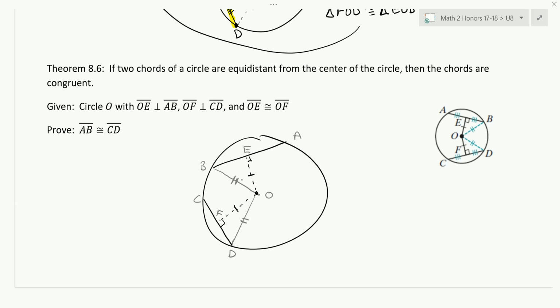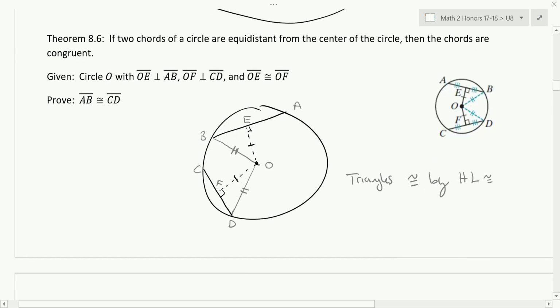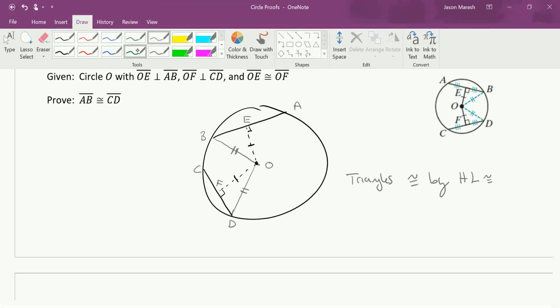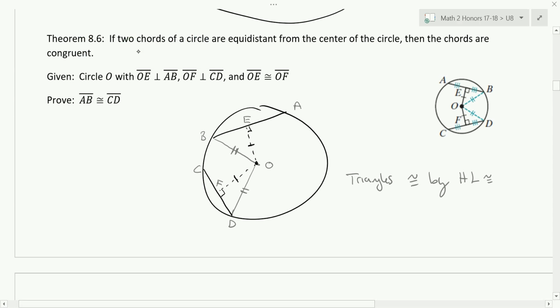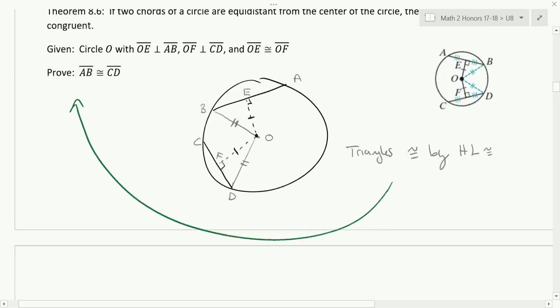So actually, this one's a little easier. We already know that triangles are congruent by what? Triangles congruent by side what? No, we don't have this third side. But we know we have it by hypotenuse leg. Okay. And so after that, where would we go? What do we need to show? We can't go directly here because AB is not part of the triangle, right? So what would be the next step?